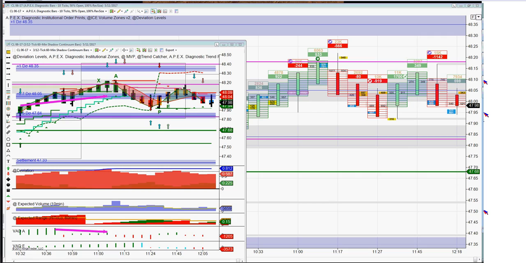Y'all wanted me to look at a live trade, so we're looking at a live one right now. We're using the order print to help me get a little more specific on this trade. And I'm not doing it because of fear or P&L. I'm doing it because of what I see on the chart.